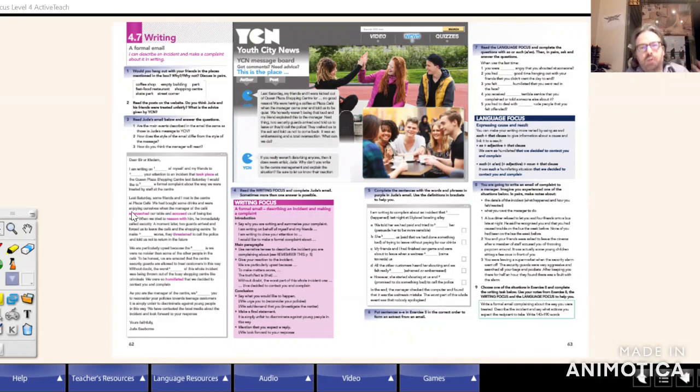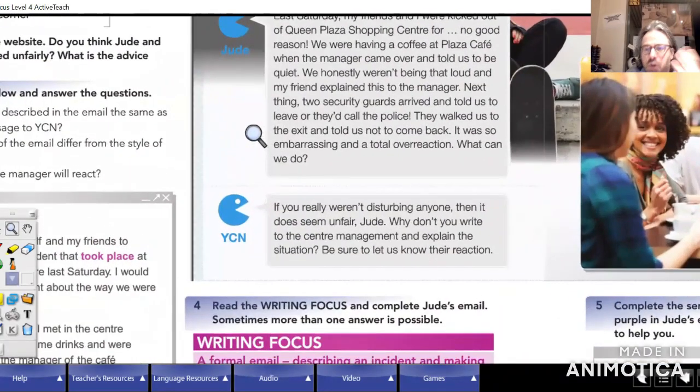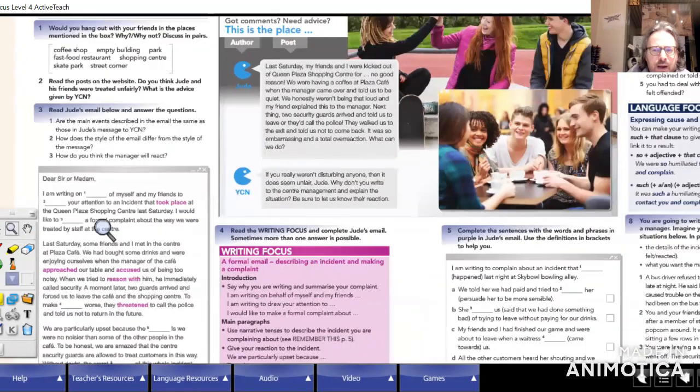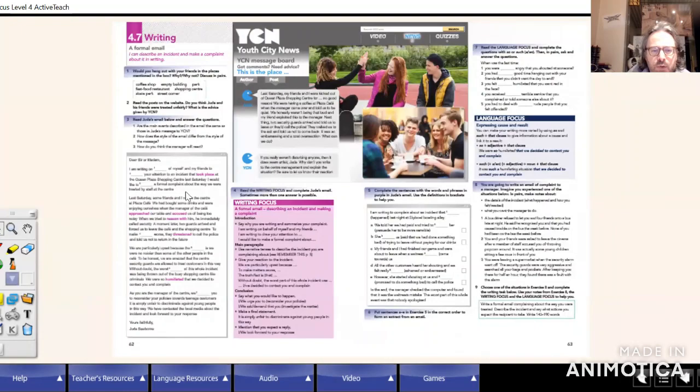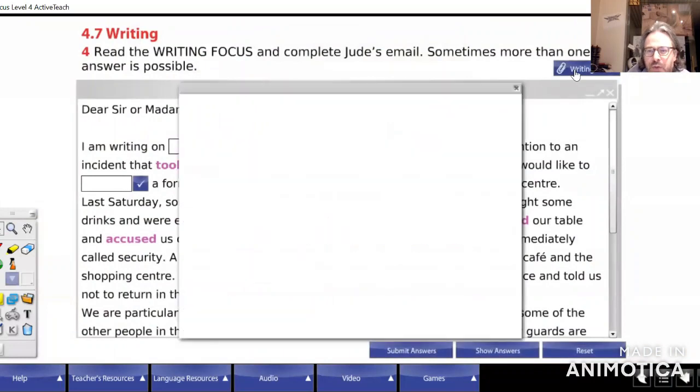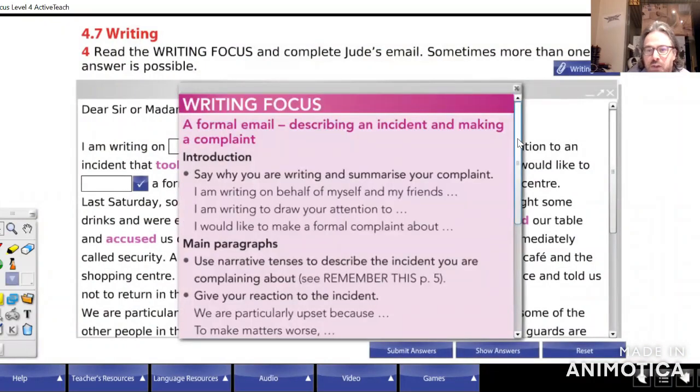We've done the introduction. We've told you, as you can see here in the middle, I'll highlight it for you, that first Jude contacted the YCN and that they told him perhaps it's best to write a letter of complaint. So Jude obviously does that, but how do you do that? Well, we told you last time, and the writing focus was about that. I'll show you. There are a couple of things to do.